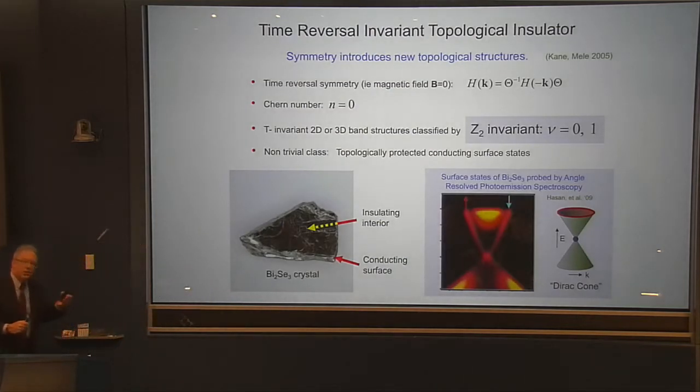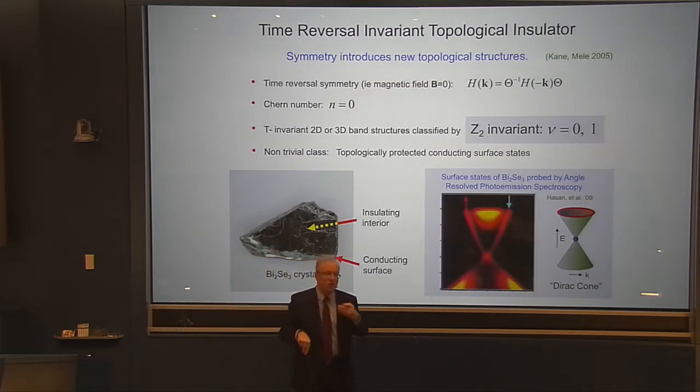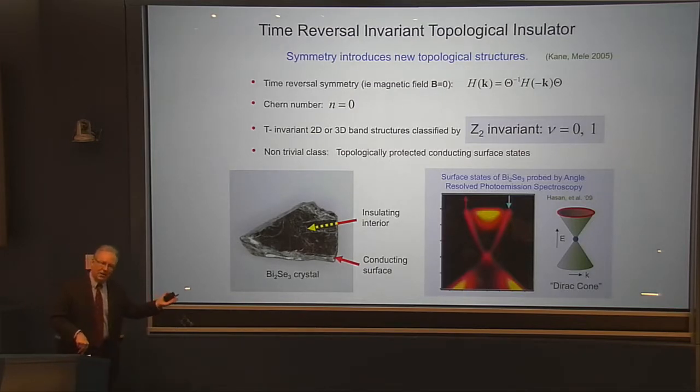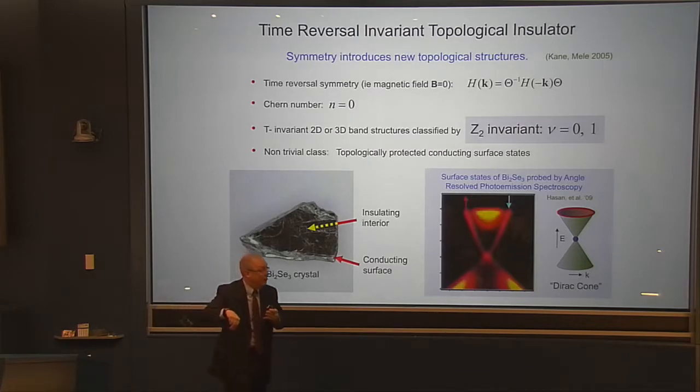This is a question that took somewhat longer, and it was only in the last 15 years or so that we began to understand the interplay between symmetries and topology. Because if you have symmetries, then it can rule out certain topological classes, but it can also introduce new topological classes. So particularly, you could ask, what if you don't have a magnetic field? You have, say, a two-dimensional electron gas or some piece of material, and you don't put it in a magnet, which is maybe what you should naturally think of.